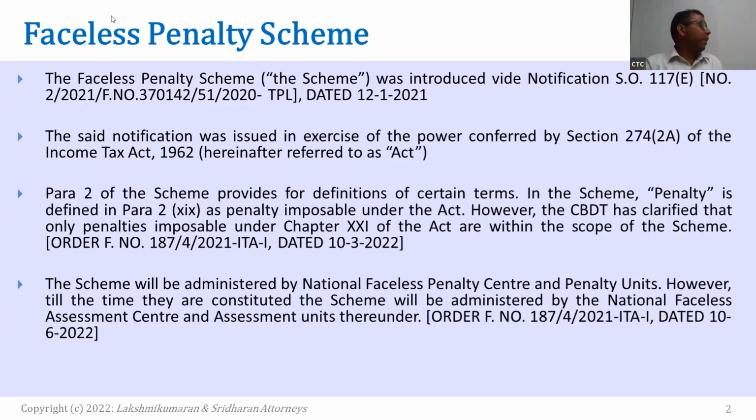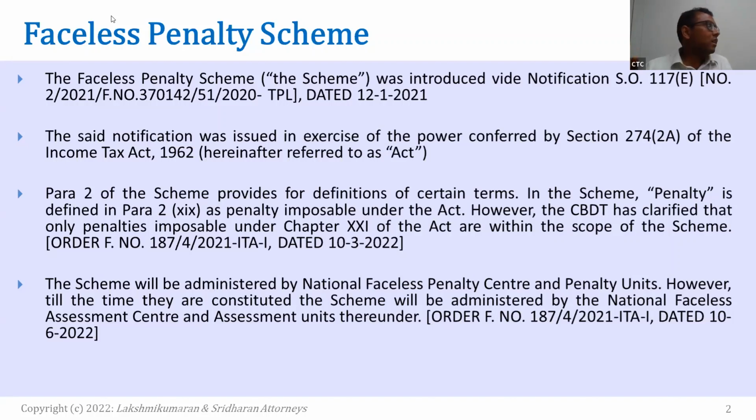The faceless penalty scheme is nothing profoundly different from the faceless assessment scheme. Section 274(2A) of the Income Tax Act empowered the government to come up with a faceless penalty scheme. Subsection 1A of 274 was introduced by Finance Act 2020, and in accordance with the provisions, the faceless penalty scheme was introduced sometime in January 2021.